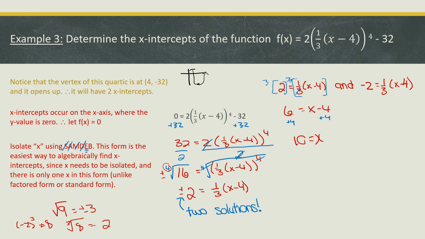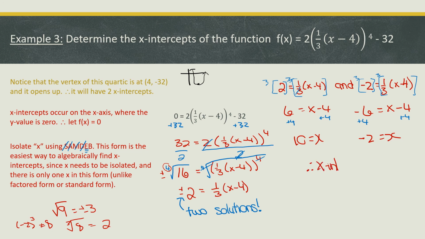Now let's go over to the other side. I'm going to do the same thing to get rid of that fraction in front. I'm going to multiply both sides by 3, or divide both sides by a third. That gives me negative 6 equals x minus 4. Then we're doing the same thing: add 4 to both sides, and we have negative 2 equals x.